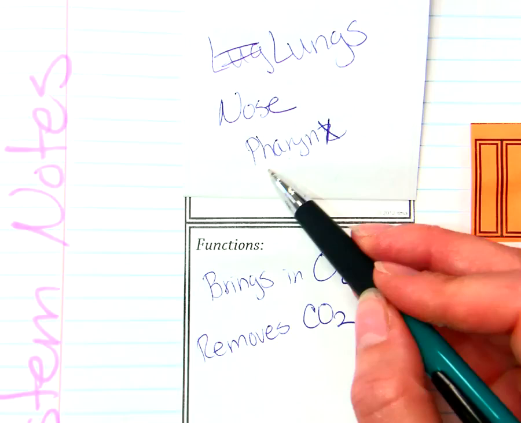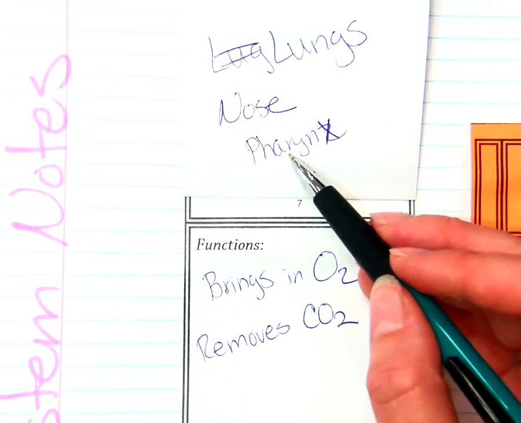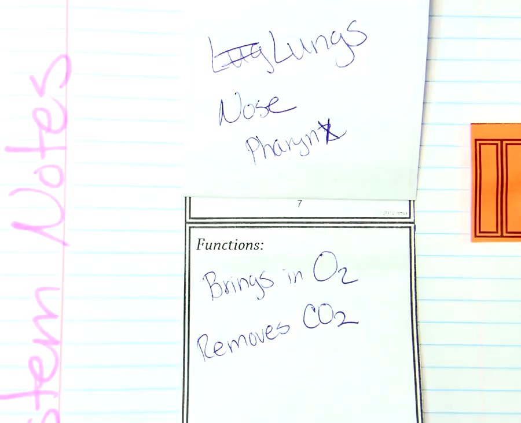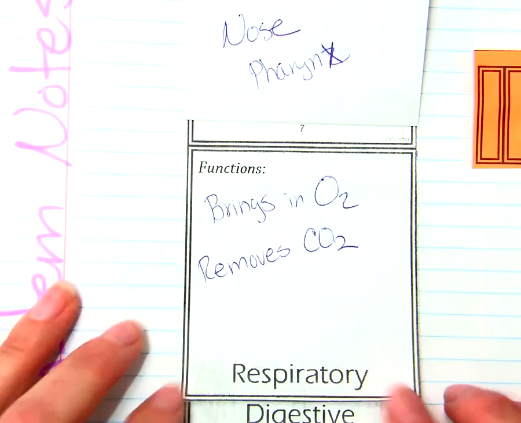Pharynx, that should be pharynx. So that's when you breathe in through your nose, that's the tubes that connect your nose to your lungs. Good here? Right, so that was respiratory.